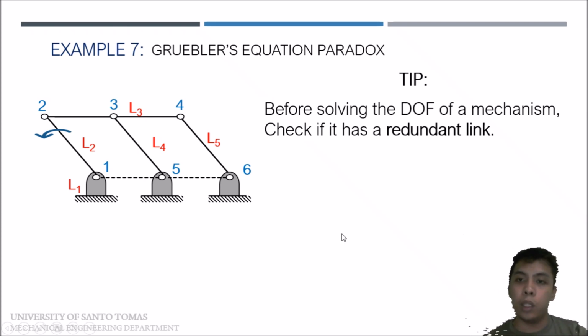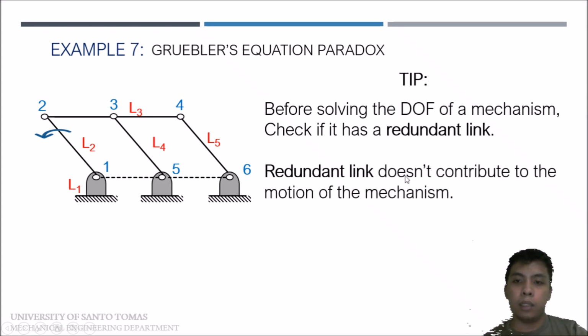Before solving the DOF of a mechanism, check if it has a redundant link. What does redundant link mean? A redundant link does not contribute to the motion of the mechanism, such as our intermediate link 4. Our mechanism is still formed even if you remove a link there. So for either L2, L4, or L5, there is no contribution if you remove one of them. Okay? Meaning, if I remove L2, this will still move. Say this became our crank, one input link, we can produce one output motion.